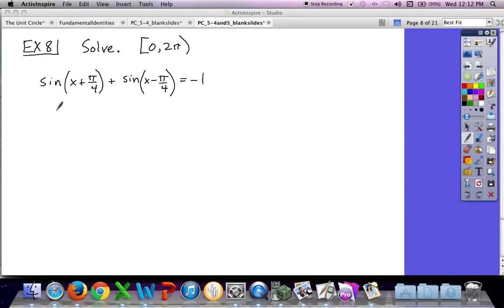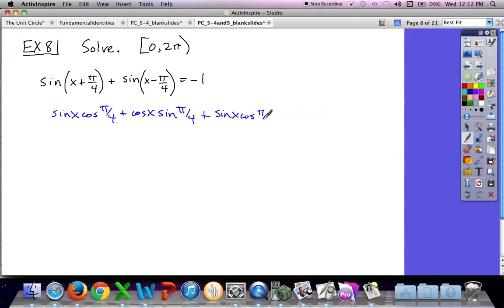Plug it in. Sine of x, cosine of pi over 4, plus the cosine of x, sine of pi over 4. Right, that all is this first term. Okay, next, plus. It's the sine of a difference, so it's sine of x, cosine of pi over 4, minus the cosine of x, sine of pi over 4, equals -1.